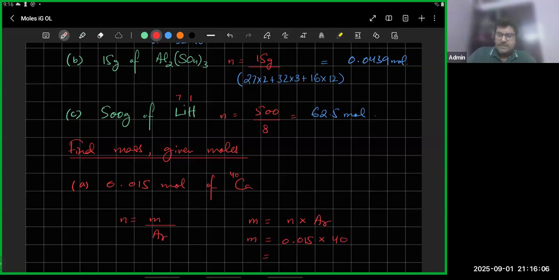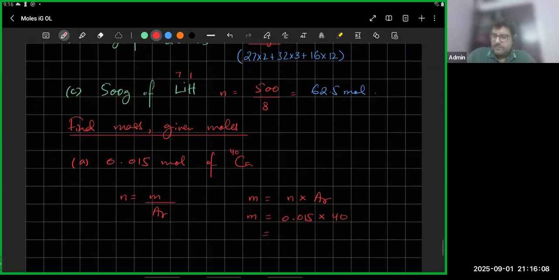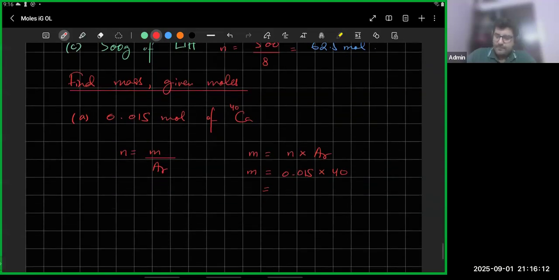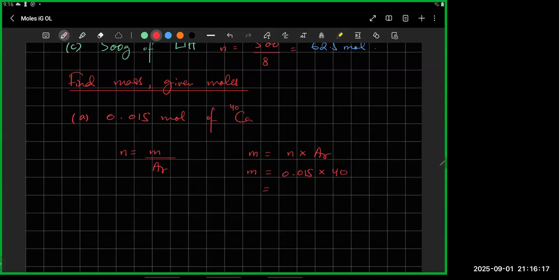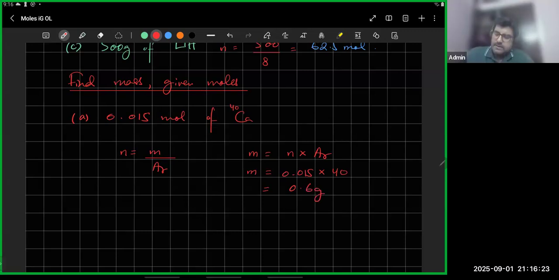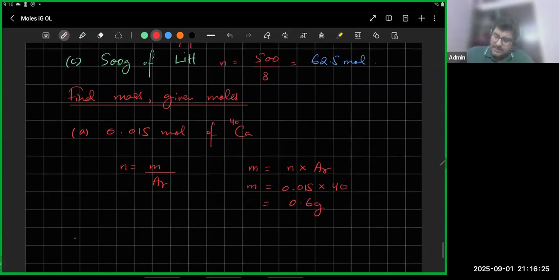क्या value आ रही है in this case? 0.6 grams. ठीक है, so let's do one more.